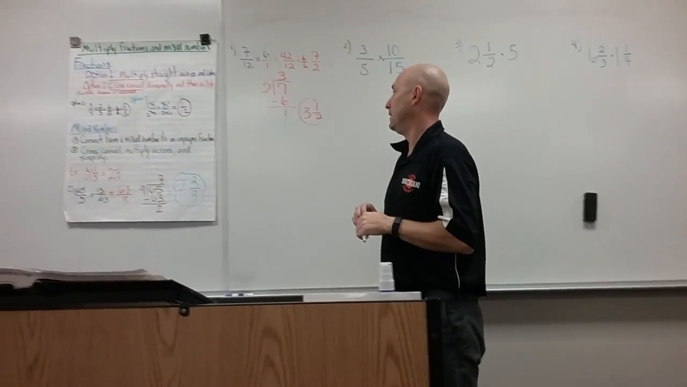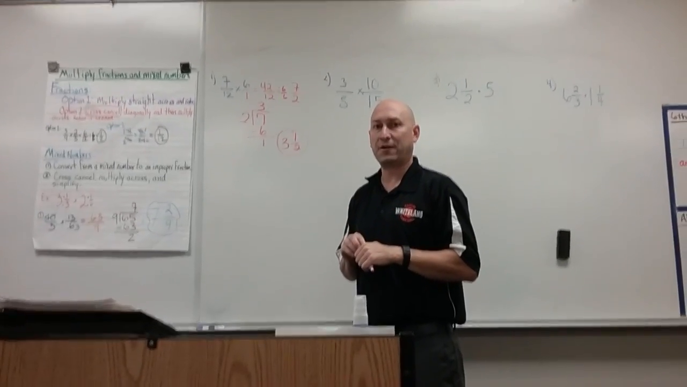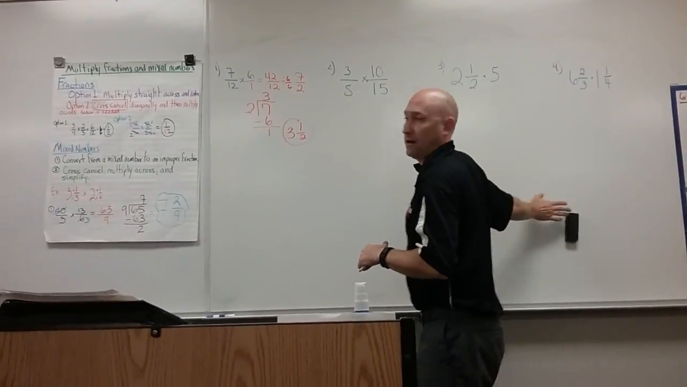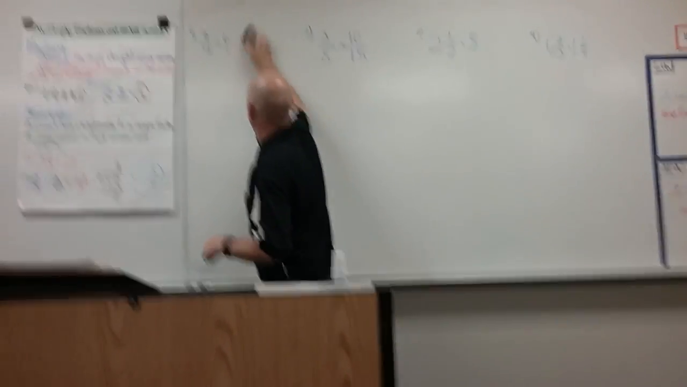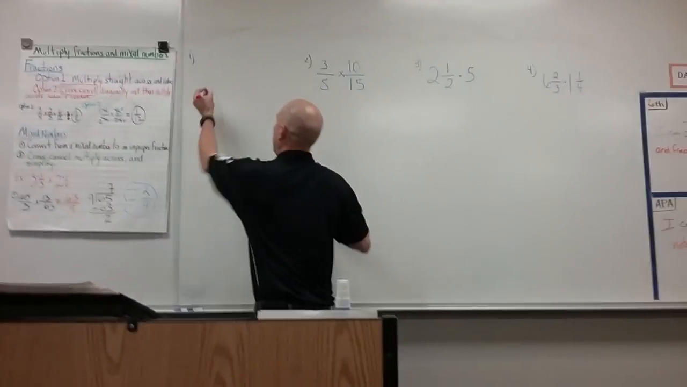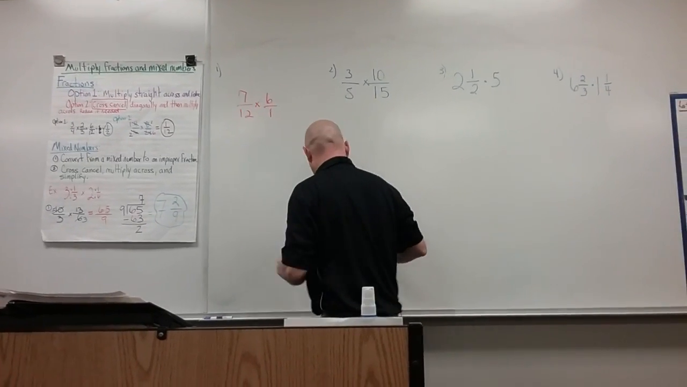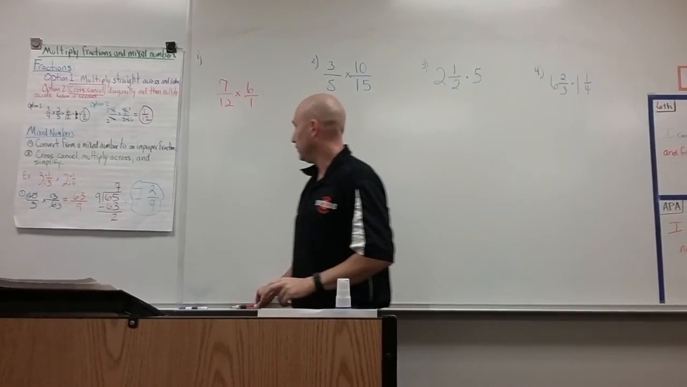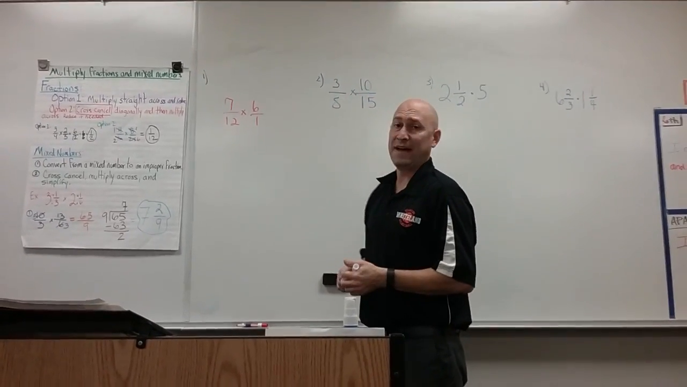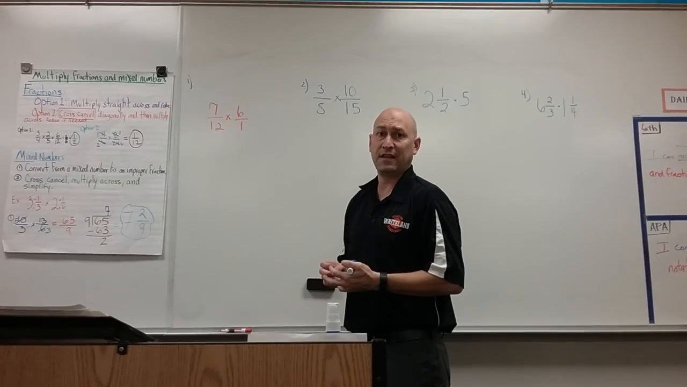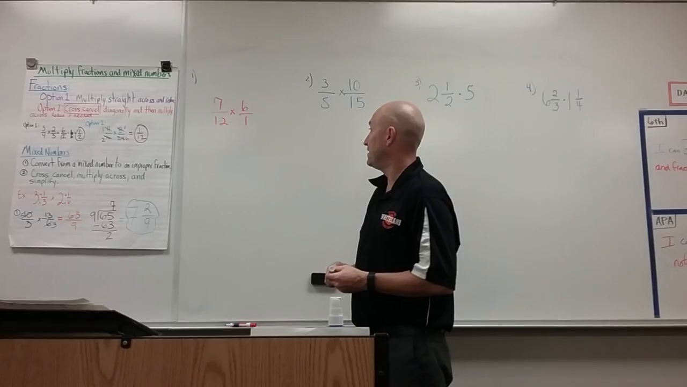My preference in teaching is always to try to simplify the problem before I do any actual multiplication. So I do something called cross-canceling or cross-reducing. I'm going to rewrite the problem: 7/12 times 6 over 1. And when I cross-reduce, I want to look at the problem like I'm looking at it in an X shape, diagonally. And what I want to ask myself is, are there common factors that I can reduce by dividing both of those numbers by the same number?